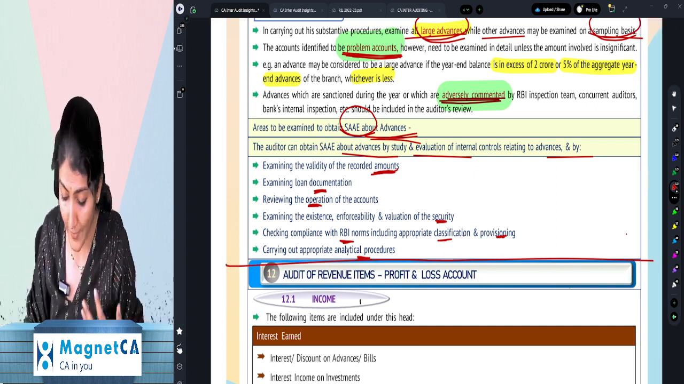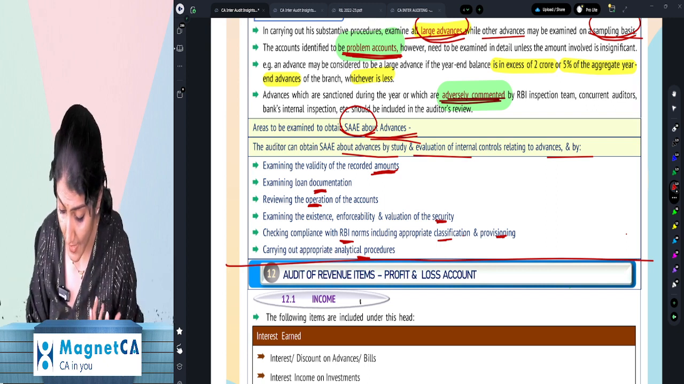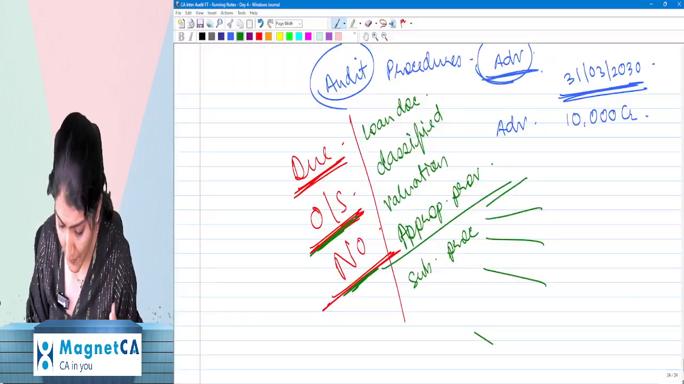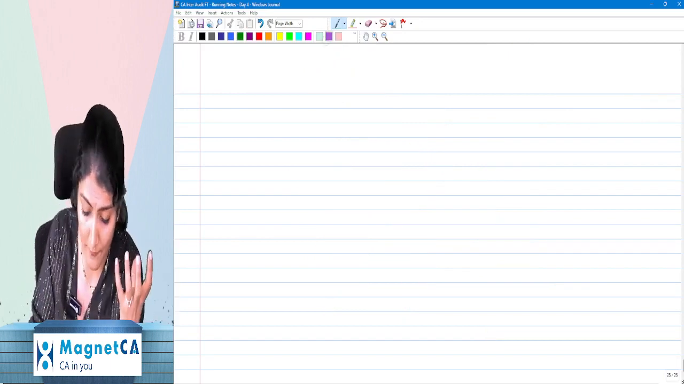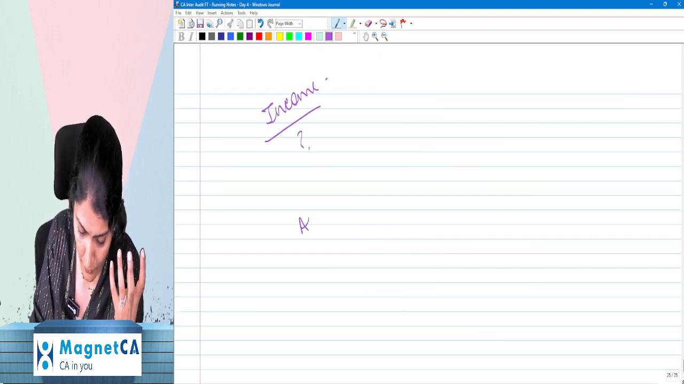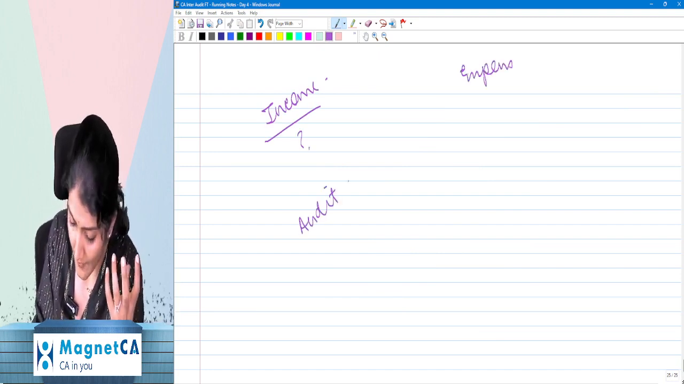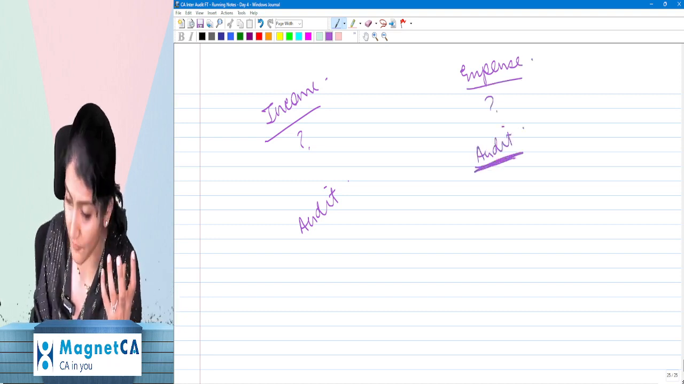I hope you've had a wonderful time listening to the discussion regarding the advances, everyone. Now we talk about the income of the bank and the expense of the bank. First, we have to discuss what is included in the income of the bank and how to do the audit, and then what is included in the expense of the bank and how to do the audit of the expense of the bank.